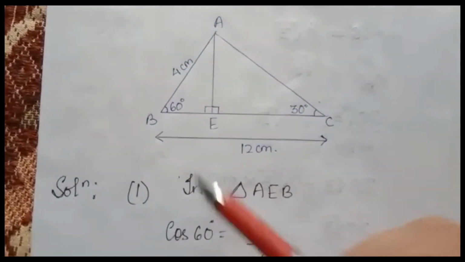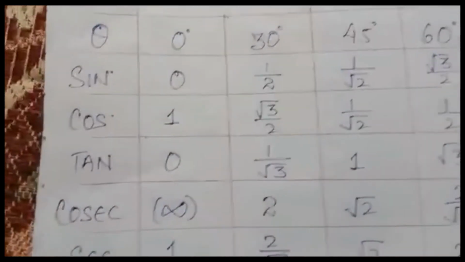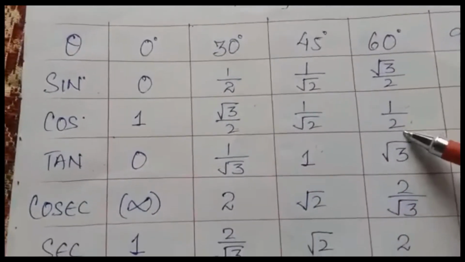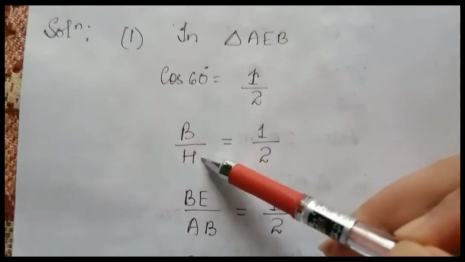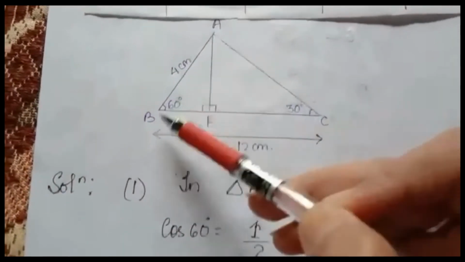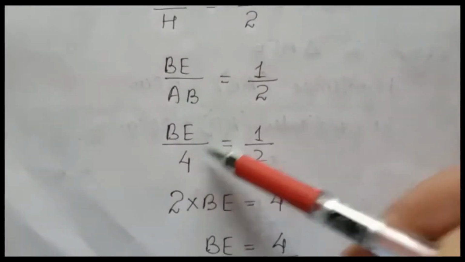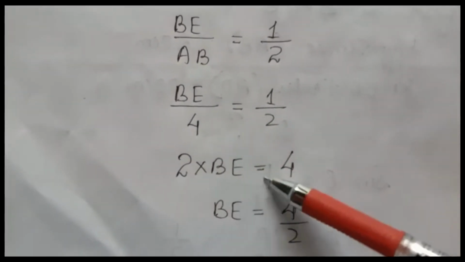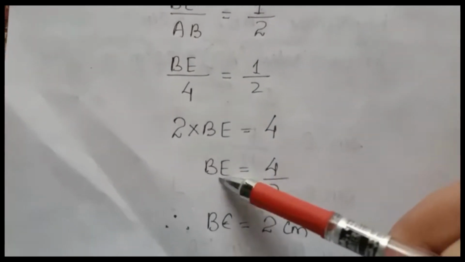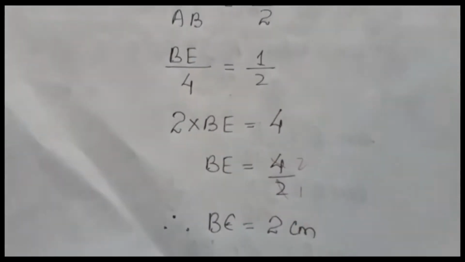So here you have to use cos 60 degree, and the value of cos 60 is half. So in place of cos 60 you write half. Base is BE, hypotenuse is AB, so BE by AB is equal to half. AB is given 4, so BE by 4 is equal to 1 by 2. Cross multiplication: 2 into BE is equal to 4 into 1, 4. So BE is equal to 4 divided by 2. 2 ones are 2, 2 twos are 4. So we got the value of BE is 2 centimeter.